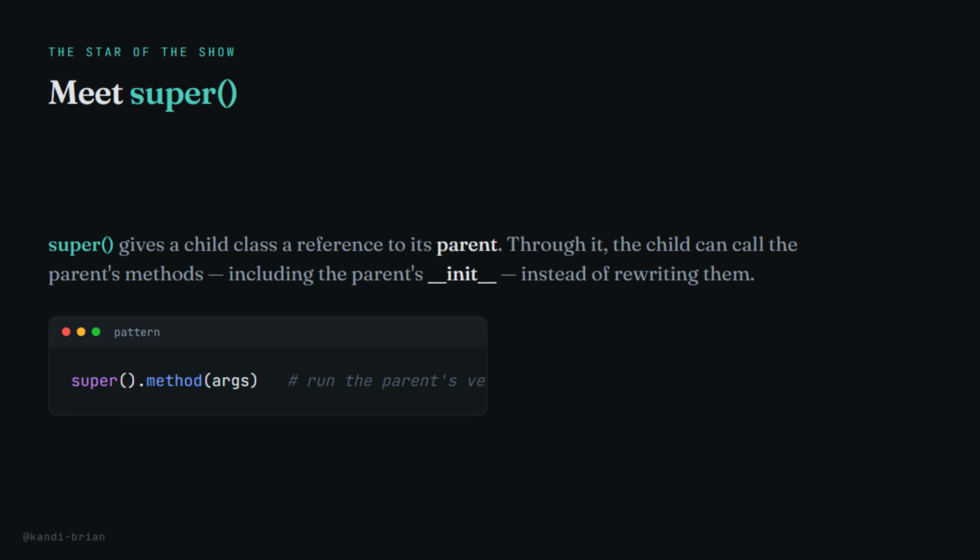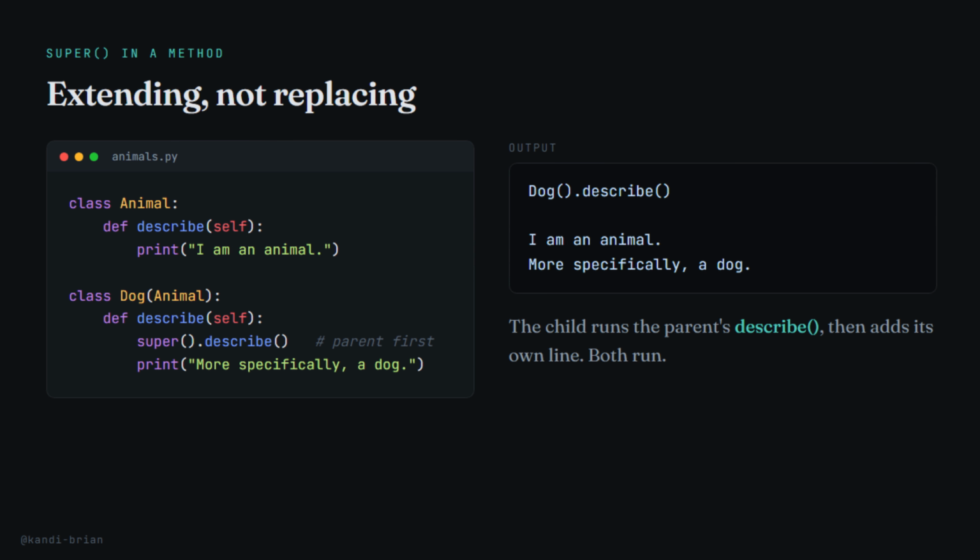Super gives a child class a reference back to its parent. Through super, the child can call the parent's methods, including the parent's constructor, instead of rewriting them. The pattern is super, open paren, close paren, dot, then the method you want from the parent. That call runs the parent's version. Now animal has a describe method that prints I am an animal. Dog also has describe, but the first thing it does is call super.describe, which runs the parent's version and then it adds its own line.